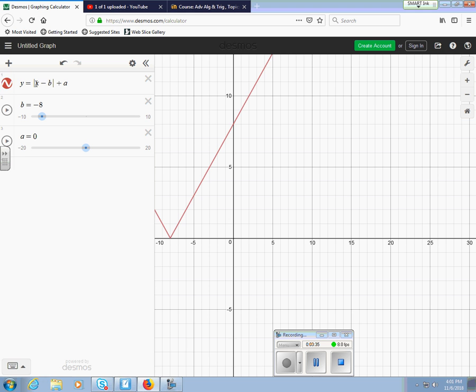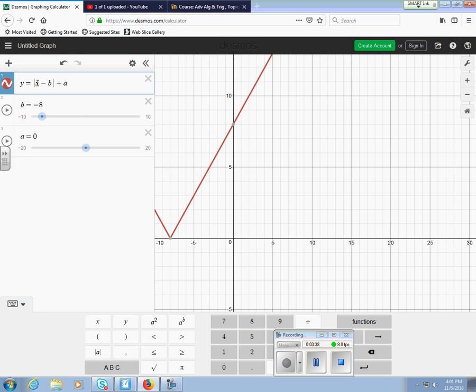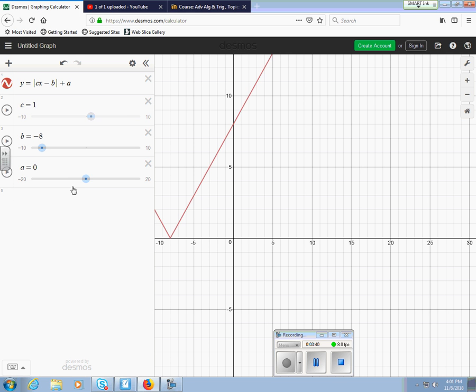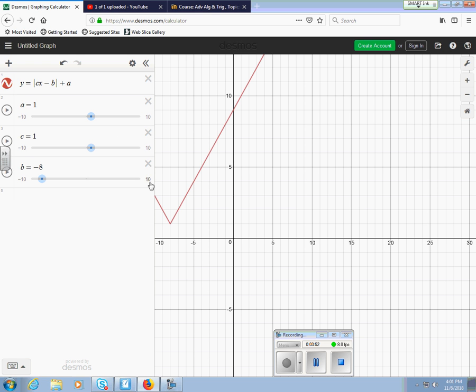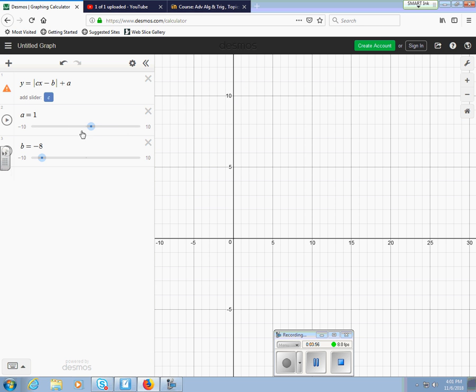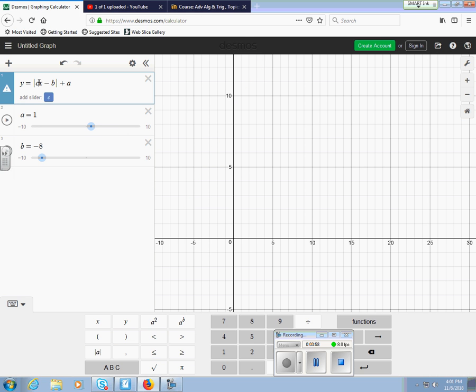You also could put in a number in front of the C, if you really wanted to. And so you can also see what a whole bunch of things will do with that. But I don't know if that's something I really want to get into at this time. Oh, I got rid of my A. So you can do a couple of different things. I'll get rid of that C.